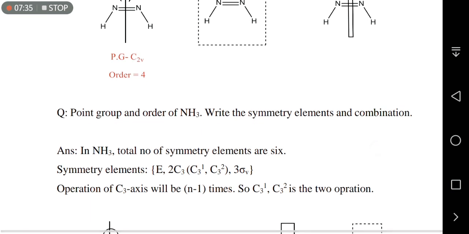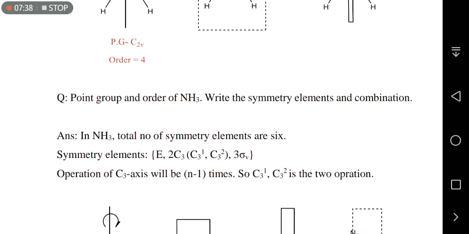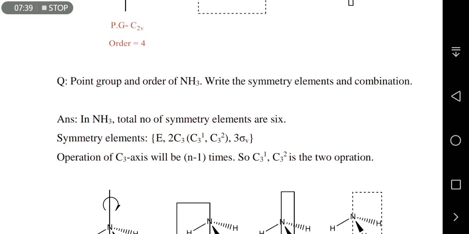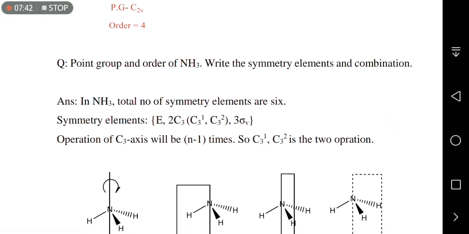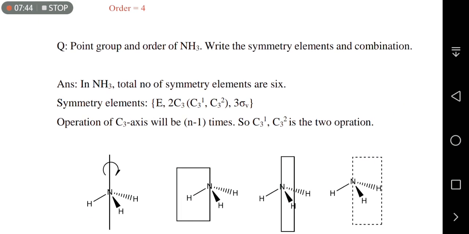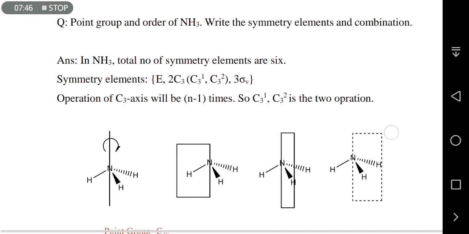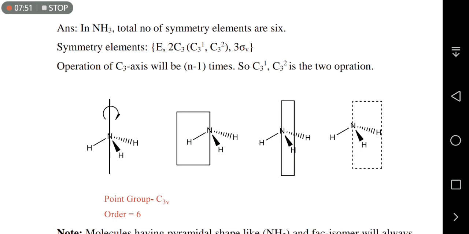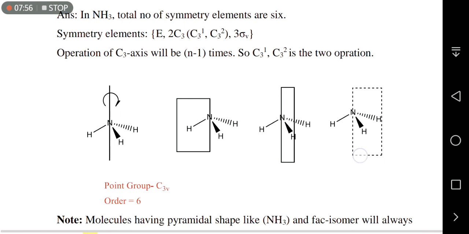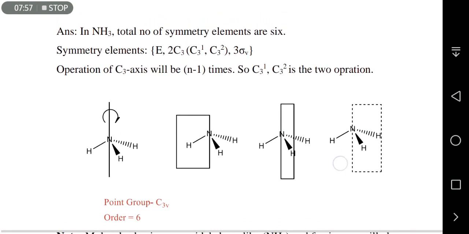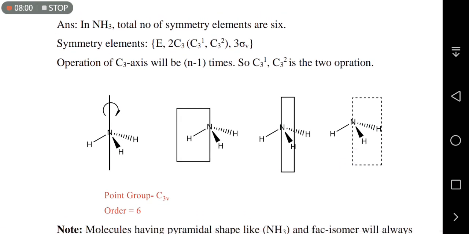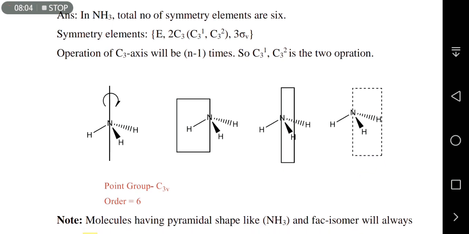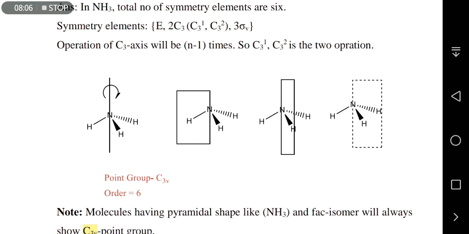So the next question is, what is the point group and order of NH3? Write the symmetry elements and combination. In NH3, the total number of symmetry elements is 6. Can you identify? Yes, you can do it. You can see here identity, 2C3 and 3 sigma v. As I told you in the first video, operations of the C3 axis will be n minus 1 times. So C3 will be C3^1, C3^2. There are two operations, right? So you can write down here C3 equal to C3^1 and C3^2.